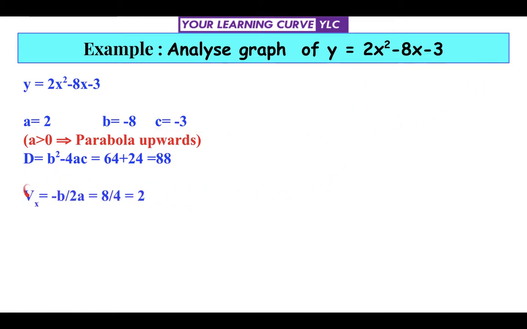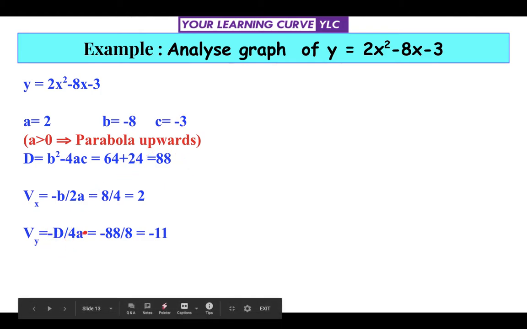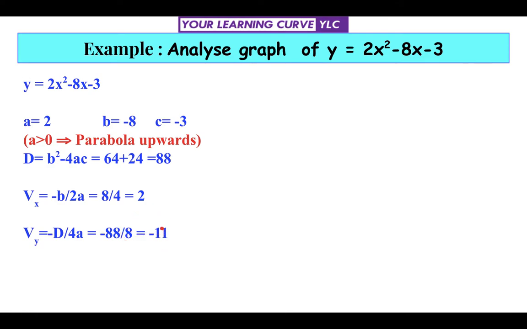Now the vertex x coordinate is -b/2a, that is minus of -8, 8 by 2 times 2, 4. 8 by 4 is equal to 2. X coordinate of the vertex is 2 and the y coordinate of the vertex is -D/4a. D is 88, so -88 by 4 times 2, that is 8, on solving we get -11. The vertex of the parabola is thus (2, -11).